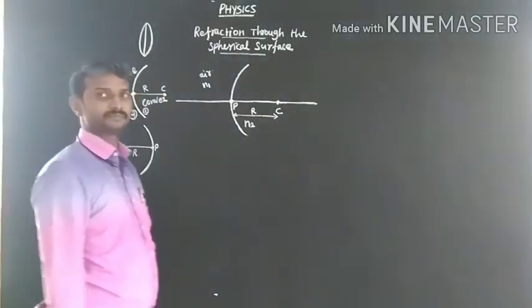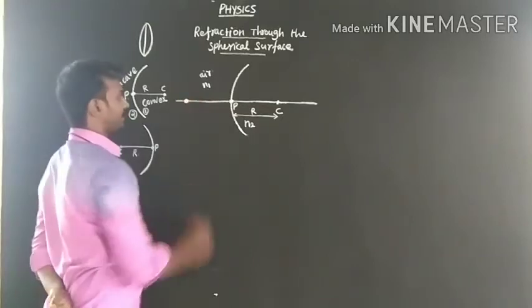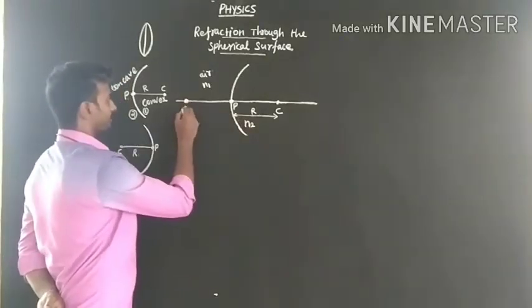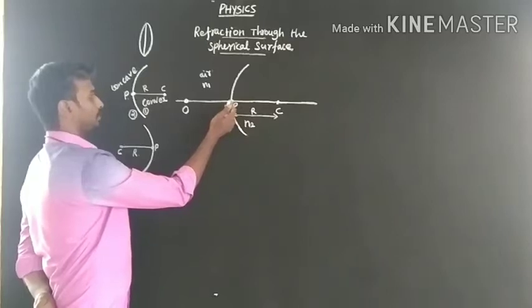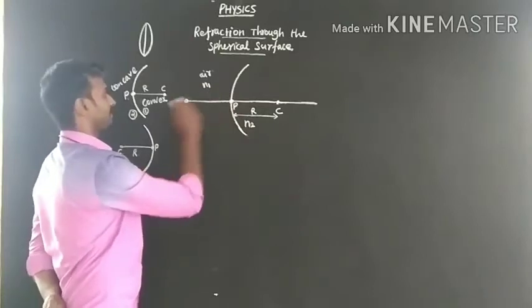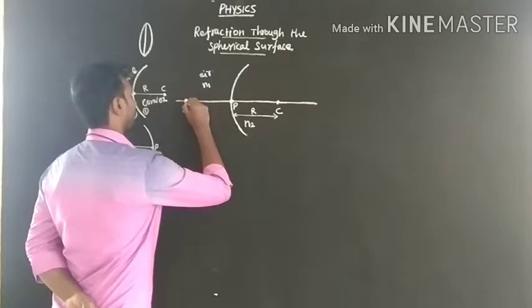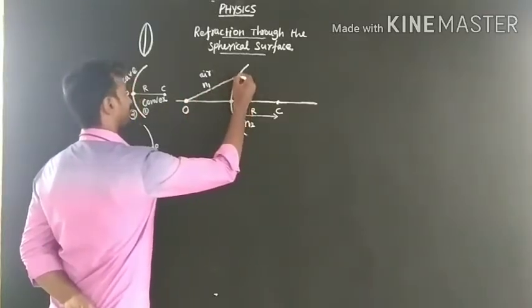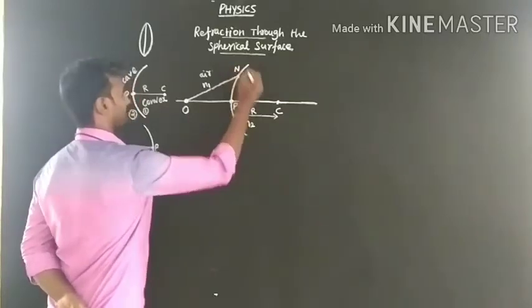Let us consider one point object which is located on the principal axis beyond the pole of the spherical surface, or to the left side of the pole of the spherical surface, and consider the incident ray is incident at a point N on the spherical surface.